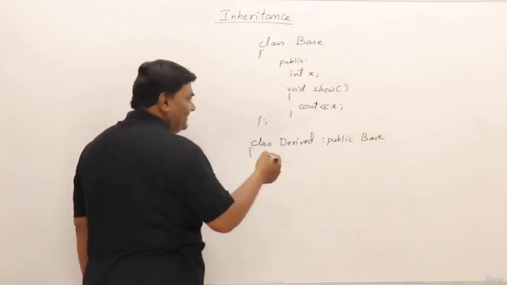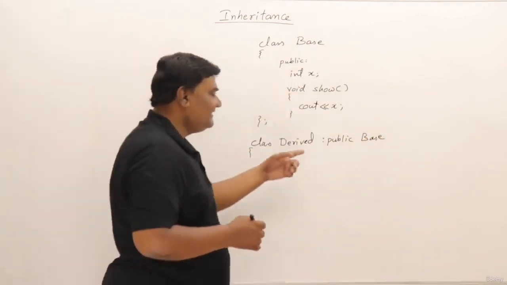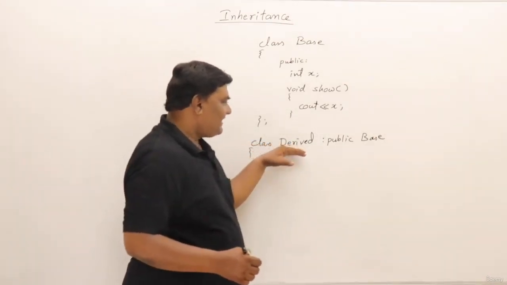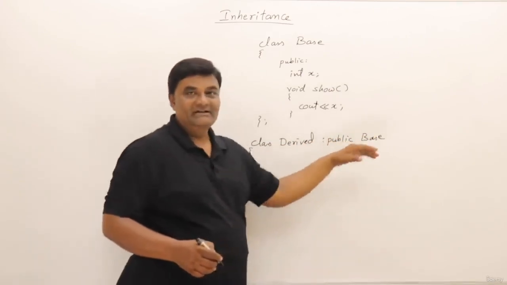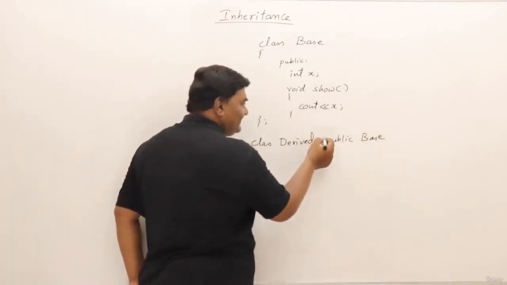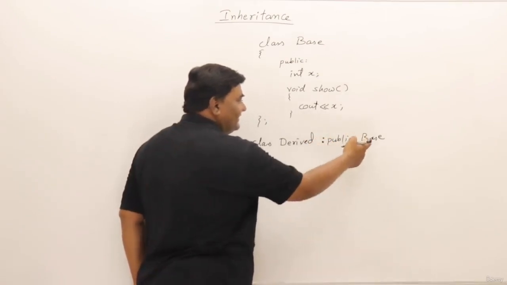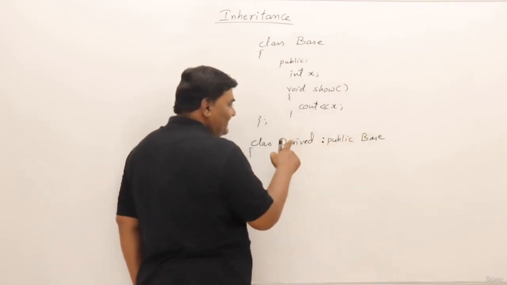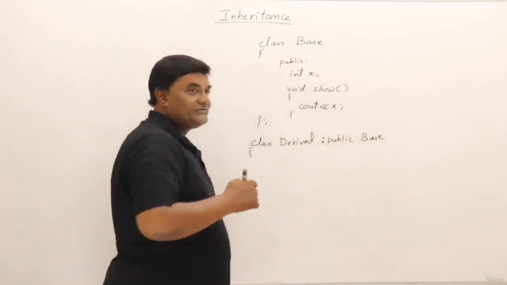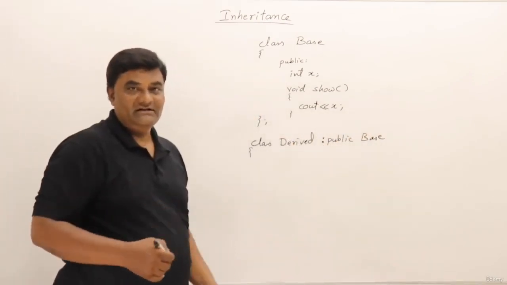Now what is the meaning of public? Why should I write public there? I will explain afterwards. Class derived public base. So this is inheriting from base class. This is the syntax in C++ for deriving a class. That is, it says that this class is extending from this class. So this colon is used for showing extension of a class.